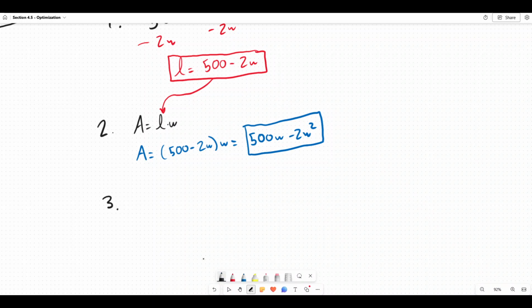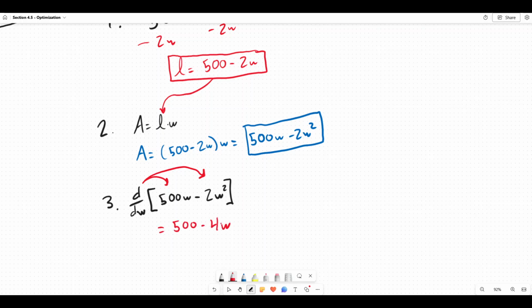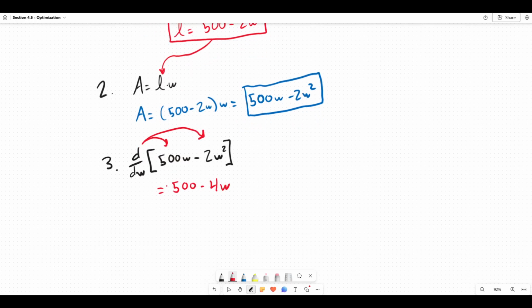Step 3, what are we going to do? We're going to take a derivative. And we're going to take a derivative with respect to the only variable that appears, W, of 500W minus 2W squared. Polynomial, 500 minus 4W. There's our derivative.